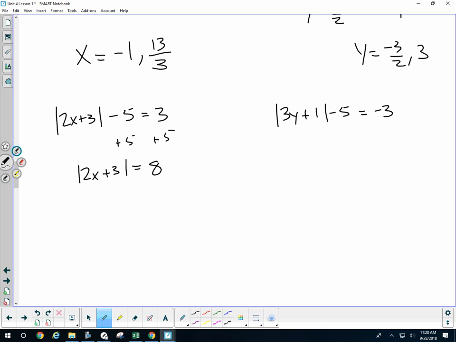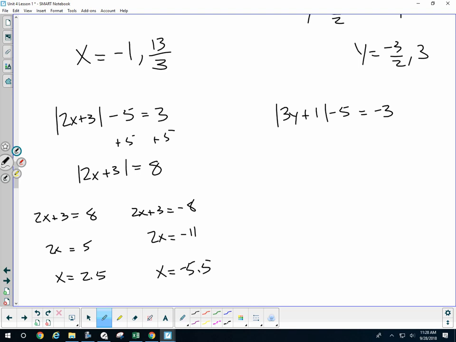Good question. What happens if we get 0? Why don't we change the last one so we get 0? I'd get 2x plus 3 is equal to positive 8, or 2x plus 3 could equal negative 8. Subtract 3, divide by 2, x is equal to 2.5. That stops, so I can just use that. Subtract 3, divide by 2, x is equal to negative 5.5. That stops, so I can use the decimal there.